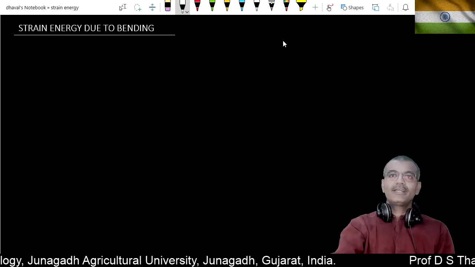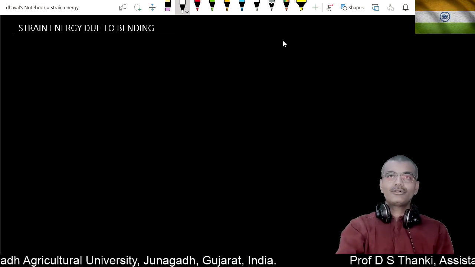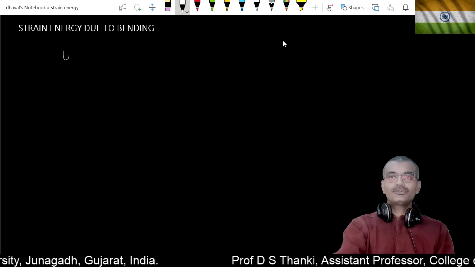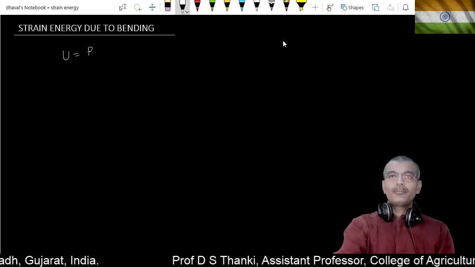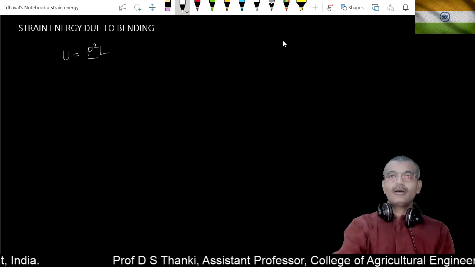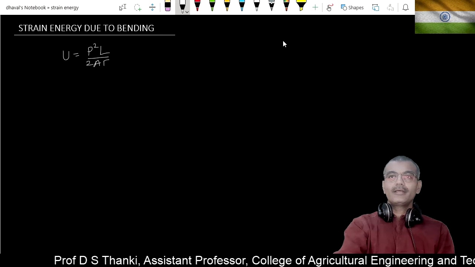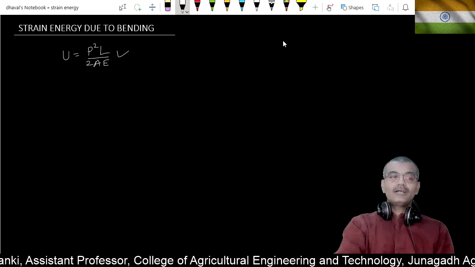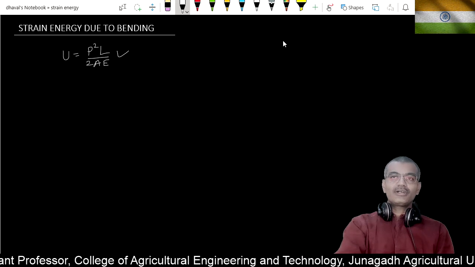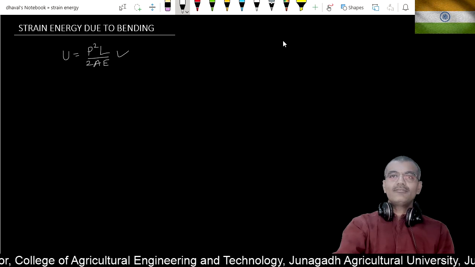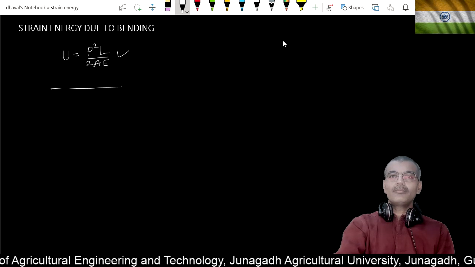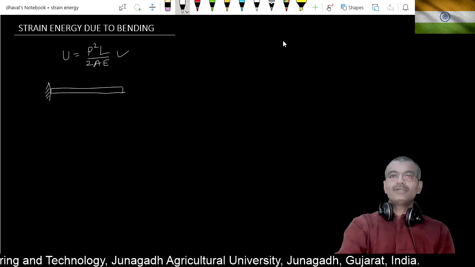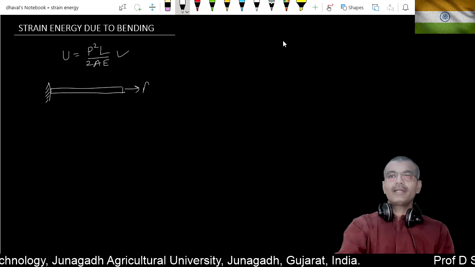So in the previous lecture we derived the equation for strain energy due to axial loading, and that was U is equal to P square L upon 2AE, that we derived. Now we are going to find out the differential equation, right? Suppose we have a rod which is fixed at one end, and at the other end you are applying the P force.